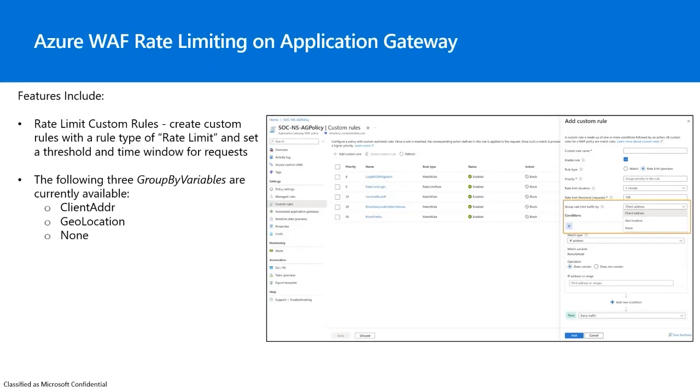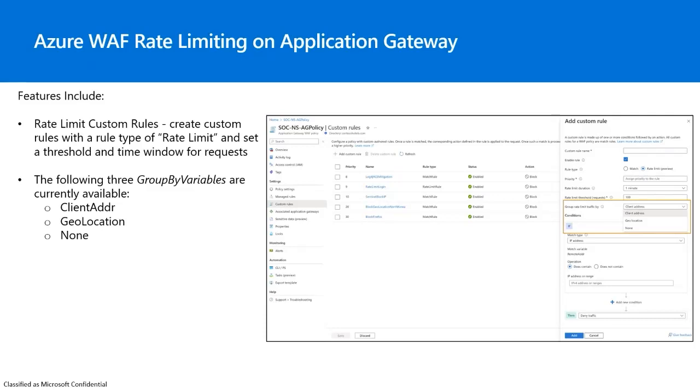For geolocation, traffic is grouped by geography based on a geo match on the client IP address. This allows customers to define rate limit rules on a per geo or region basis and block any type of anomalous traffic there. You can do NOT statements and so on. And I believe Saleem will go into a little bit more detail in the demo.